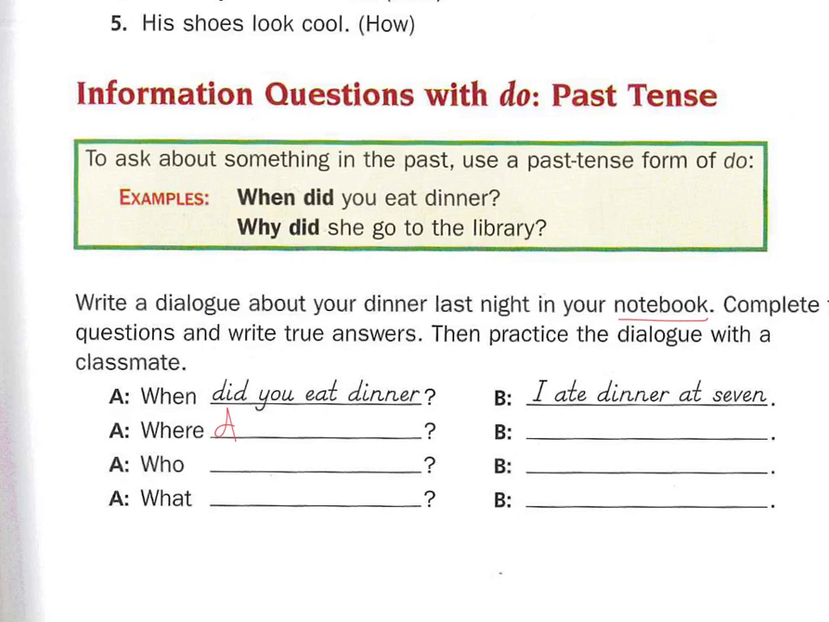Where did you do your homework? I did my homework at the kitchen table. I did my homework in my bedroom. I did my homework on the couch. I did my homework on my bed. I did my homework in the library.